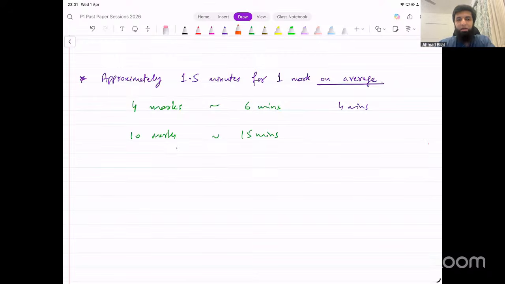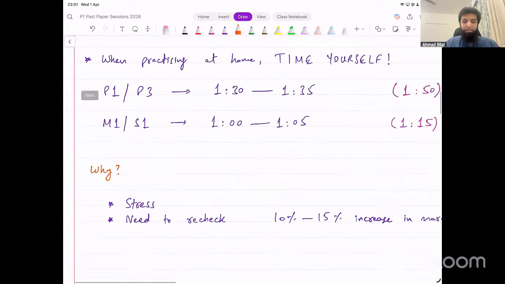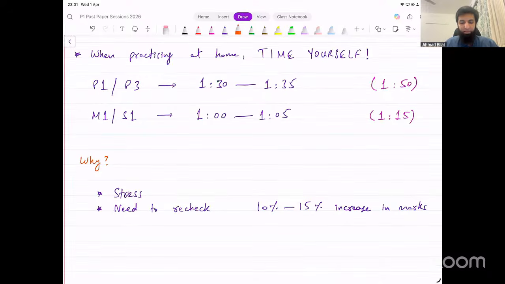Otherwise, you will end up making careless mistakes on those questions as well. That will make you panic, and you'll end up making even more mistakes in the more difficult questions later on. So, practice all topics, including the easier topics. Okay, that's important. Now, while practicing at home, you should be timing yourself. You should be timing yourself.